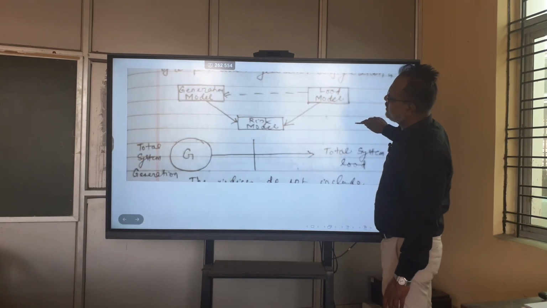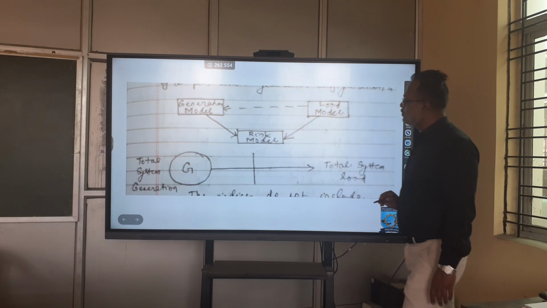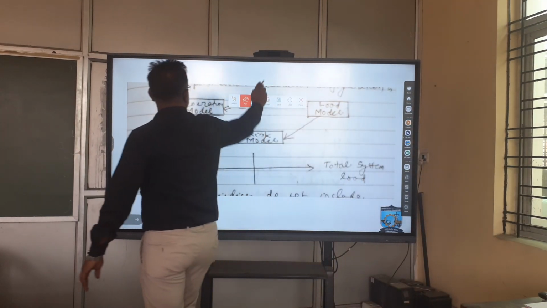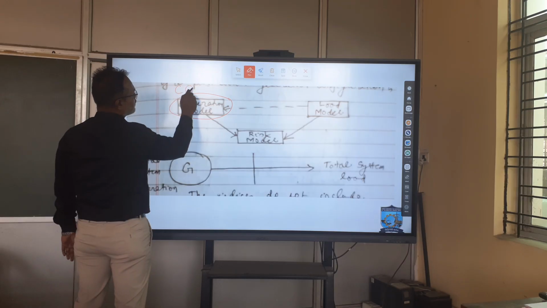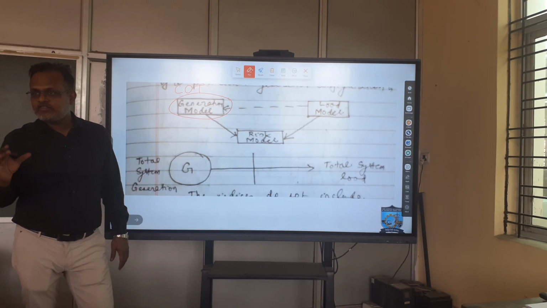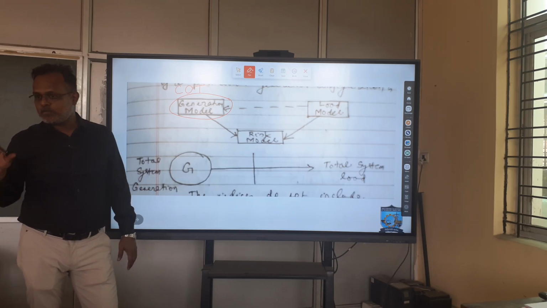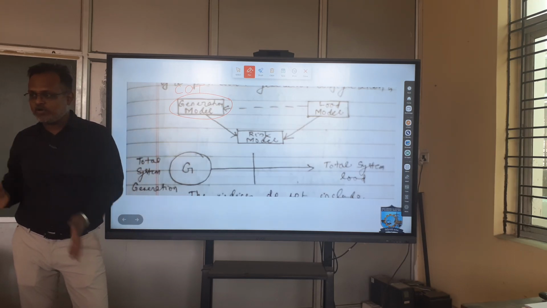So far we have seen this model. So we have got the generation model. This is known as capacity outage. So far the generation model that we have used is a probabilistic model known as the capacity outage, where you have various capacities and their probability.